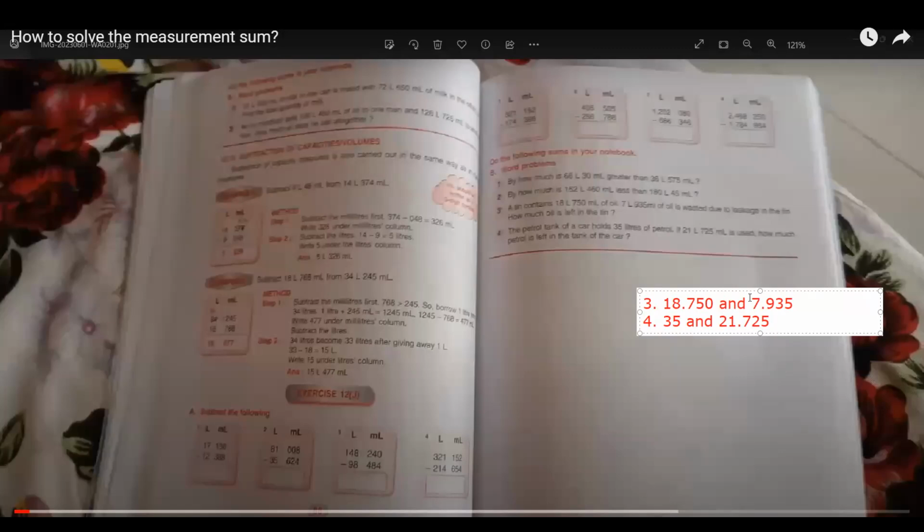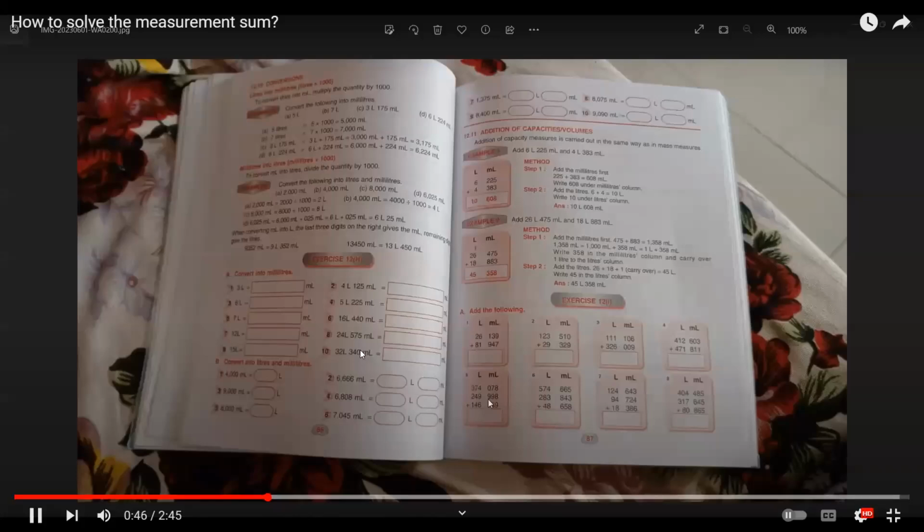Number 4 is 13275. Very good. It's correct. Super. Measurements and find the. Now do this one.